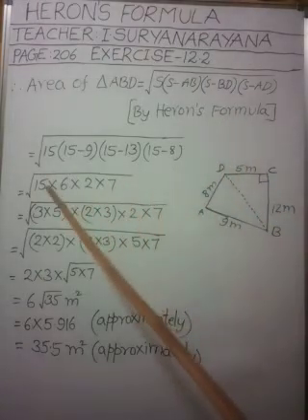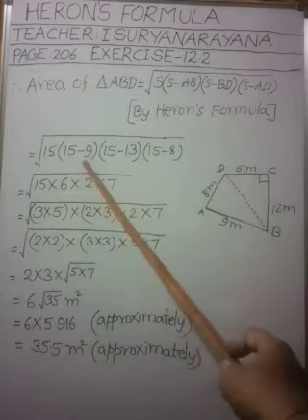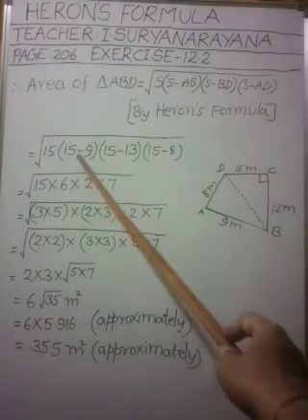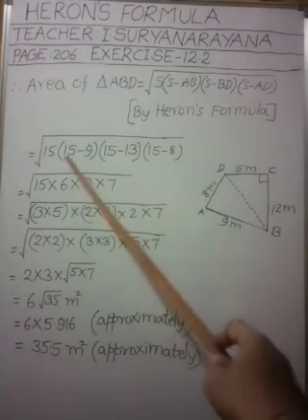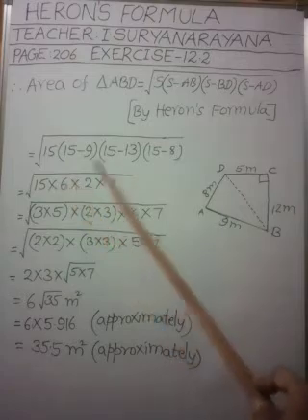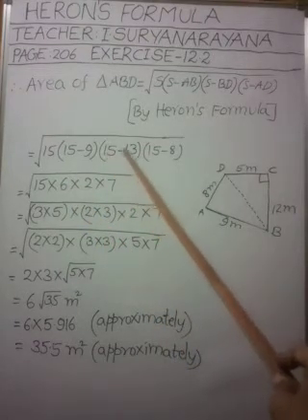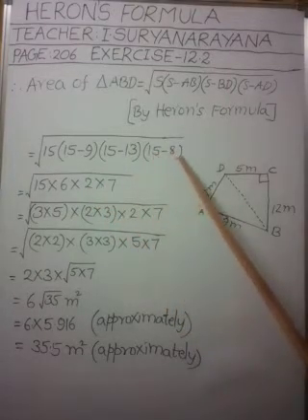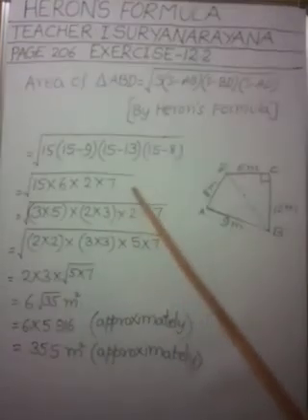Right. This is equal to square root of 15 into, let us find the value of these brackets. What is the value of 15 minus 9? What will you get here? 6. Understood this value, my dear children? 6 into, let us simplify these two numbers. What will you get here? 15 minus 13, 2, into 15 minus 8. What is the value of 15 minus 8? 7. Understood this step, my dear children?